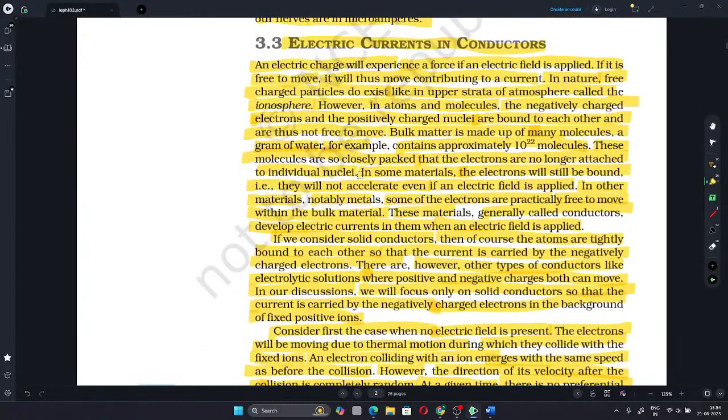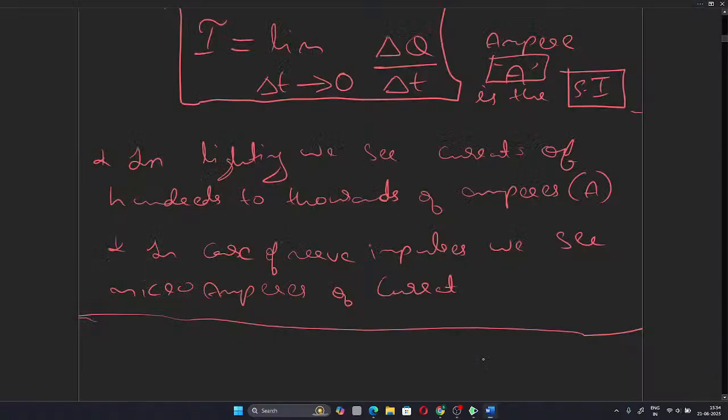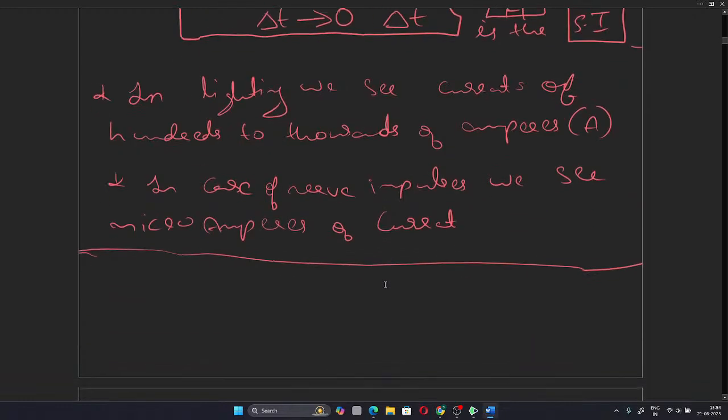So the next topic is electric current in conductors.